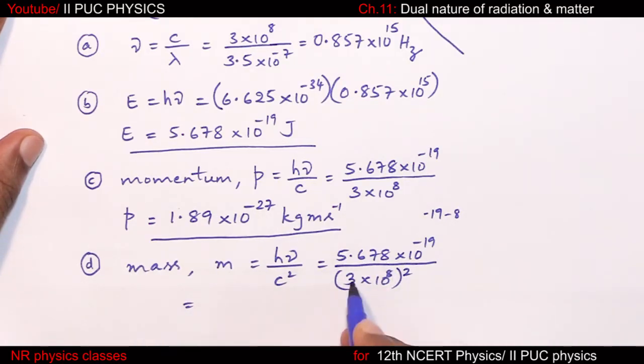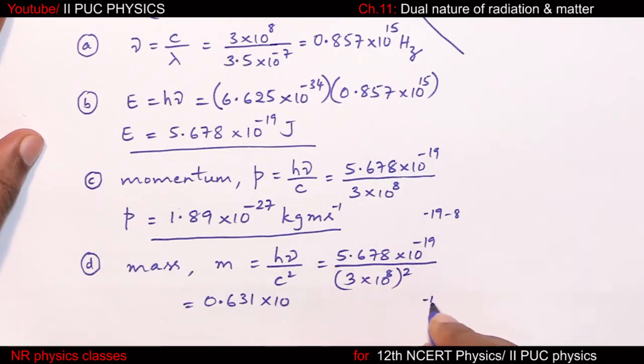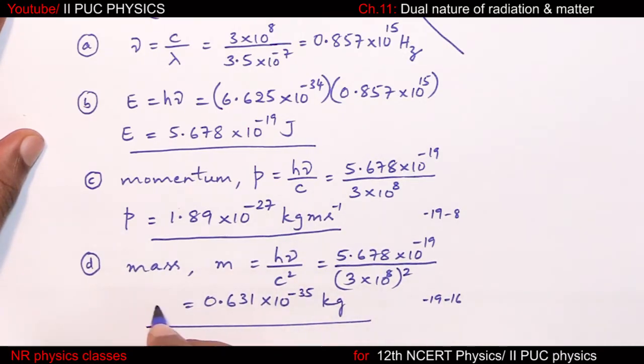5.678 by 3 square is 9. This ratio is 0.631 × 10^-19. 8 square is 16, minus 16. So it is minus 35 kg. This is mass m.